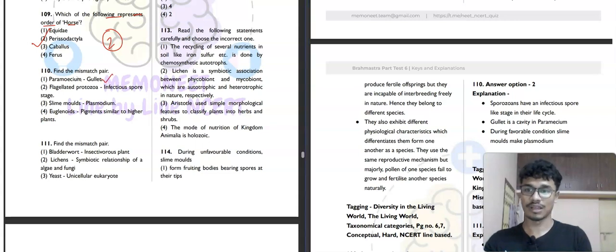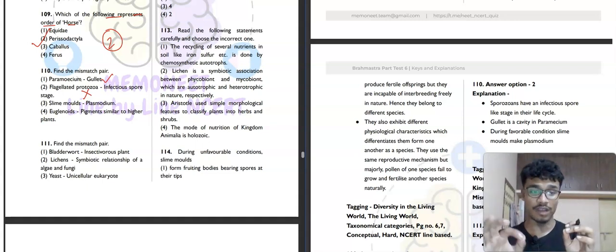Then flagellated protozoa, infectious spore stage. This is not correct. For flagellated protozoa, for example, the sleeping sickness one, that is Trypanosoma. Sporozoans have an infectious spore stage in their life cycle, not flagellated protozoans. So the second option is incorrect.